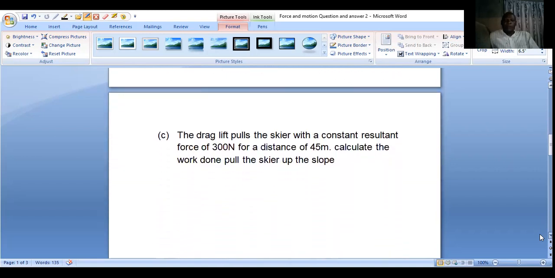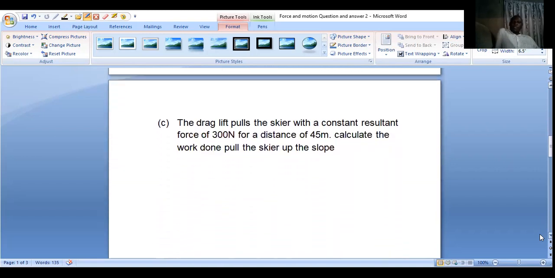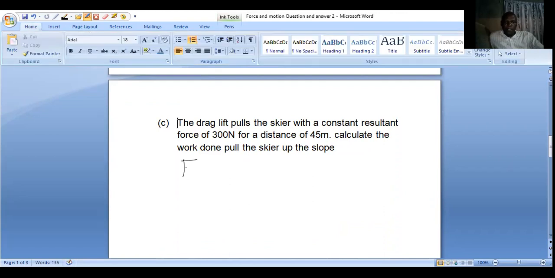The drag lift pulls the skier with a constant resultant force. So the resultant force, we are told, is 300 newtons for a distance of 45 meters. Calculate the work.